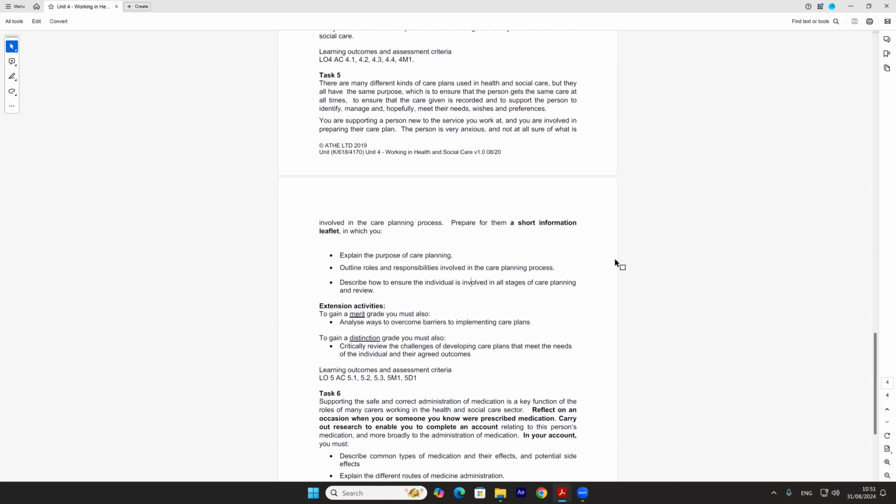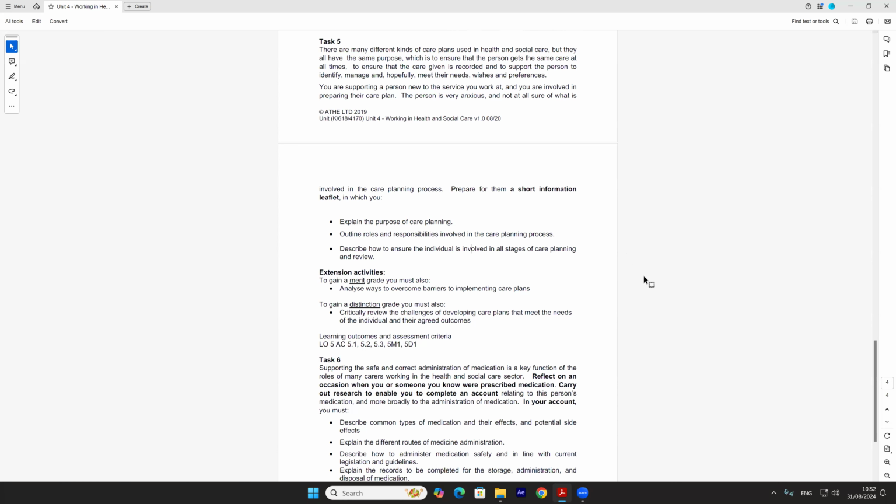Then for distinction grade, you need to critically review the challenges of developing care plans that meet the needs of individuals and their agreed outcomes. So you need to evaluate issues such as balancing different priorities, for example, medical needs versus personal preferences. Then we have limited resources or complex cases where multiple conditions must be managed. And these are the important aspects.